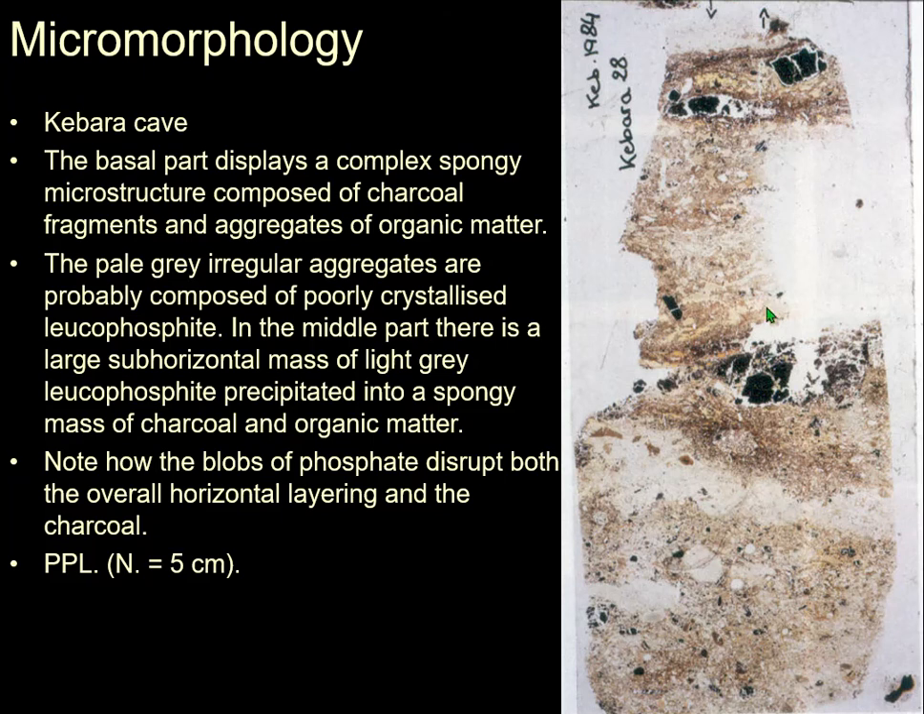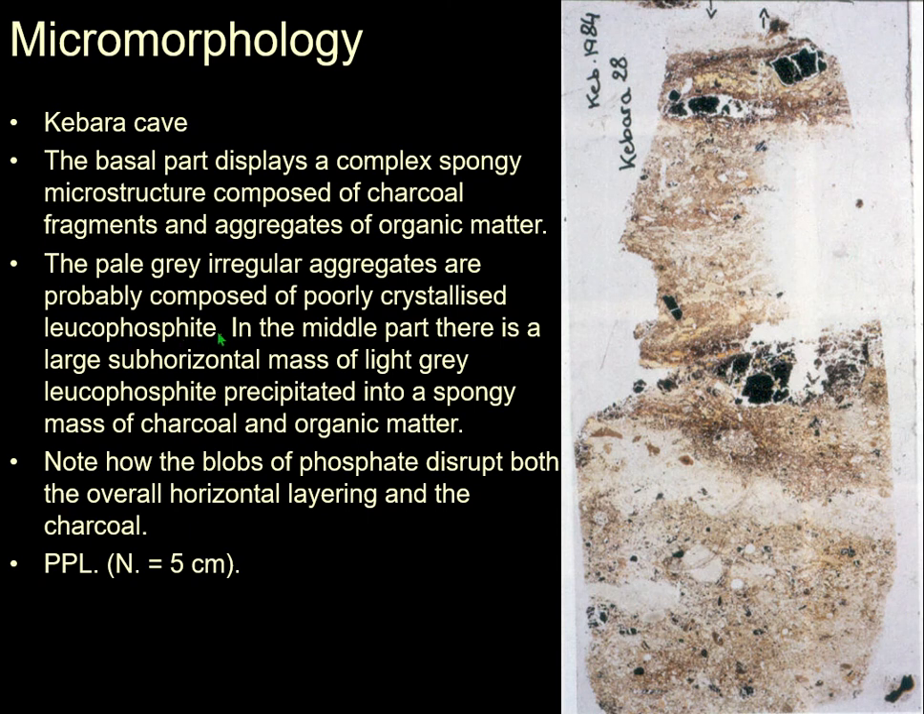So this is Kuara Cave, a very important archaeological site. This has complex spongy microstructure composed of charcoal fragments and aggregates of organic matter. This looks like charcoal. Pale grey irregular aggregates are probably composed of poorly crystallized leucophosphite.